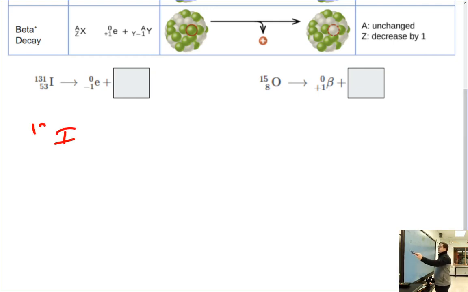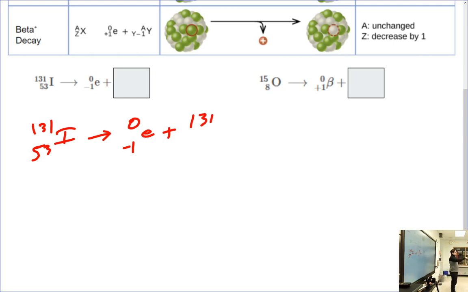Iodine-131 has 53 protons. It kicks out a high energy electron, or beta decay, and gives us what? Okay, on the top side, does my mass change at all? No, so we're still left with 131. What about the bottom side? What's the bottom side going to be now? It's going to be xenon, or 54.